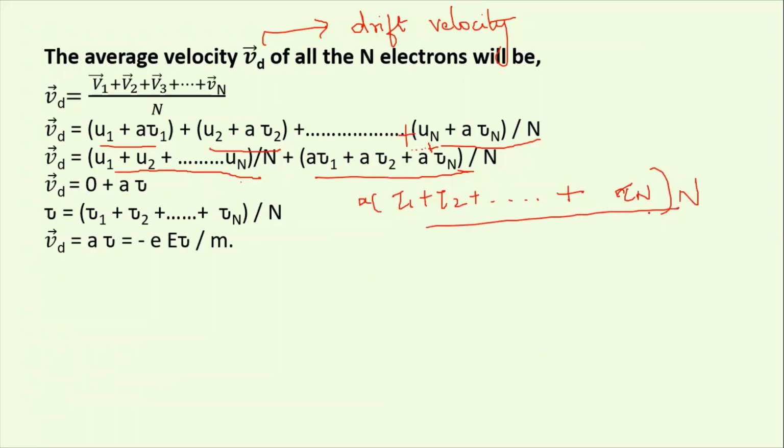So இந்த tau 1 plus tau 2 plus etc. till tau n அது வந்து is taken as tau. Okay. So tau is equal to tau 1 plus tau 2 plus etc. till tau n divided by n. So இப்ப vd is equal to 0 plus a tau. a ங்கிறது என்னது? minus e by m into tau. So இந்த tau ங்கிறது relaxation time. So இதுல வந்து அந்த dot மட்டும் continuity dot மட்டும் போட்டுக்கோங்க.